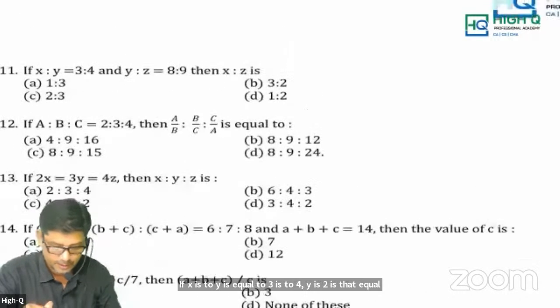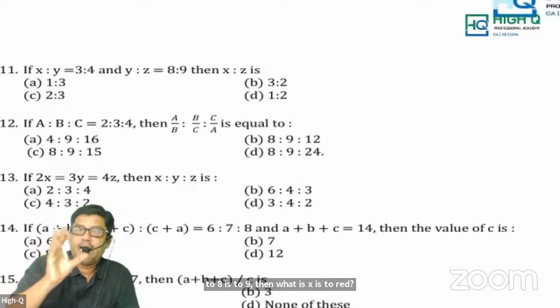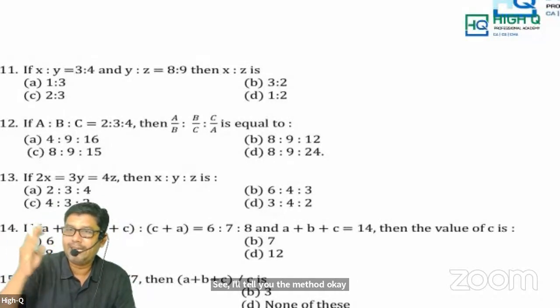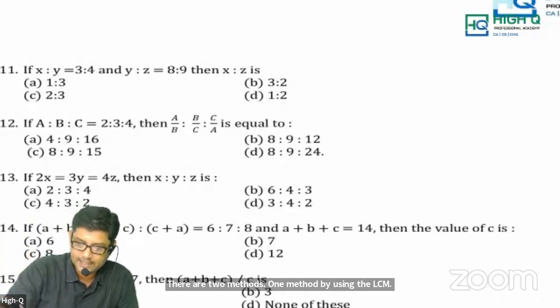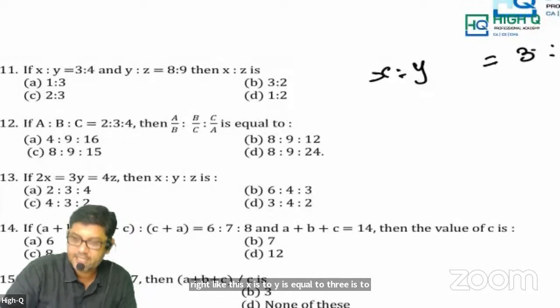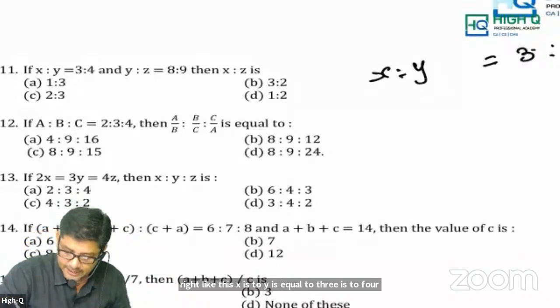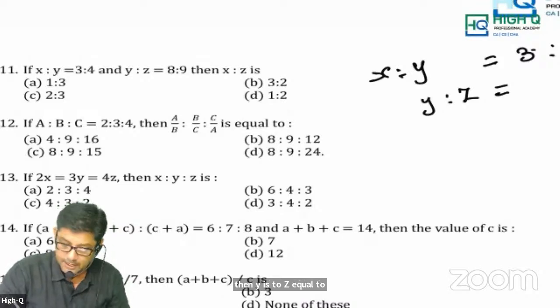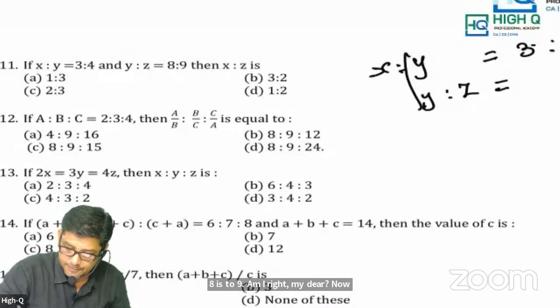Oh, sorry. See, I will tell you the method. There are two methods. One method is by using the LCM. Generally, everyone follows that LCM. One more method I'll teach you, my dear. Of course, our students know it. Like this, x is to y is equal to 3 is to 4. It's a joint ratio, combined ratio. Then y is to z equal to 8 is to 9. Am I right, my dear? Now, as you know, sir, equal.